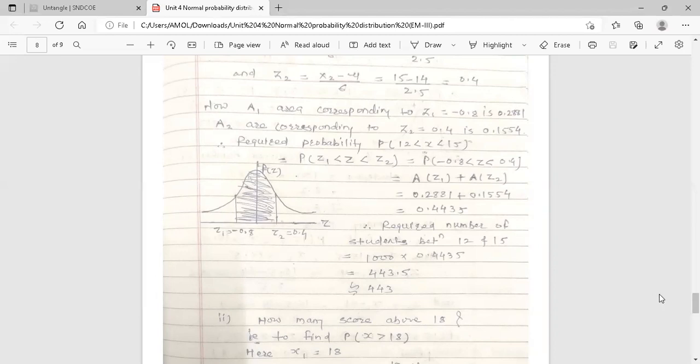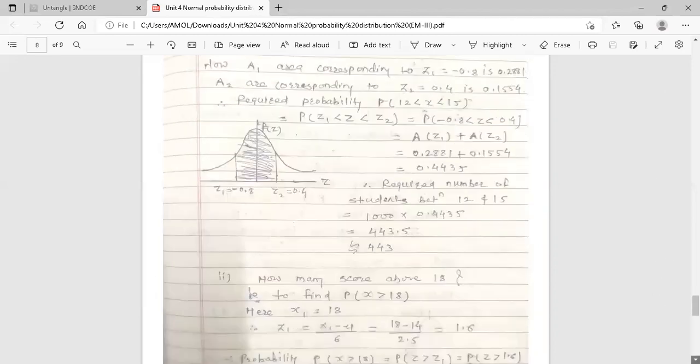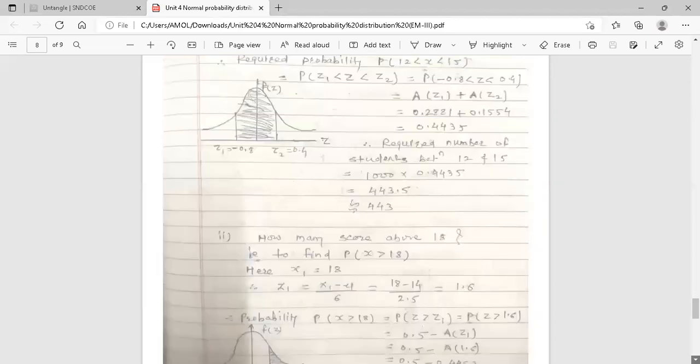Now the next sub question in the same example is, how many score above 18? That is to find the probability of x greater than 18. Means your x1 is here 18. Now you convert this x1 in terms of z1. And the formula is here x1 minus mu upon sigma.